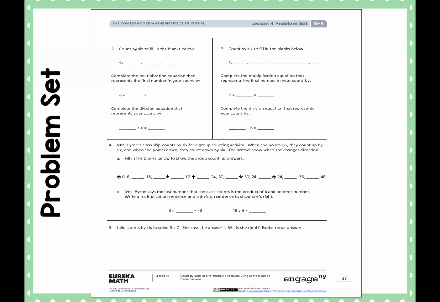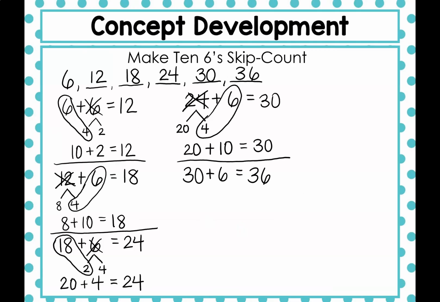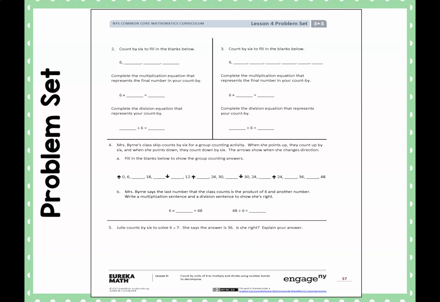Alright guys, so we're going to start going over lesson 4 problem set, and we're going to start with number 2. So let's look at number 2. It says count by 6 to fill in the blanks below. Okay, so this is where if you need to, you can go back to the making 10 strategy we did before to help you with your skip count. Okay, but for the sake of time, we're just going to count by 6s together.